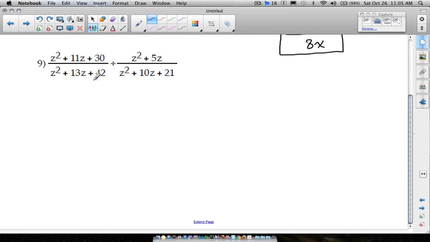Let's do two things at one time. Let's keep, change, flip. So we're going to keep this, change our division to multiplication, and flip. But let's go ahead and factor at the same time. So we're going to keep this fraction the same, but we're going to go ahead and factor. 6 times 5 gives you 30. 6 plus 5 gives you 11.